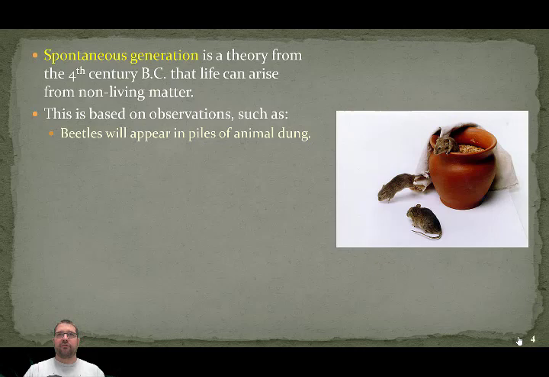When in fact, the eggs were laid in that dung, the eggs hatched inside of it, the larvae ate on it, and then the larvae would crawl out and become adult beetles. This is a life cycle thing, but we didn't have the capability of seeing the very, very minute little teeny eggs. So we thought during this period of time that it was spontaneous generation. Maggots growing on rotting meat, same story.